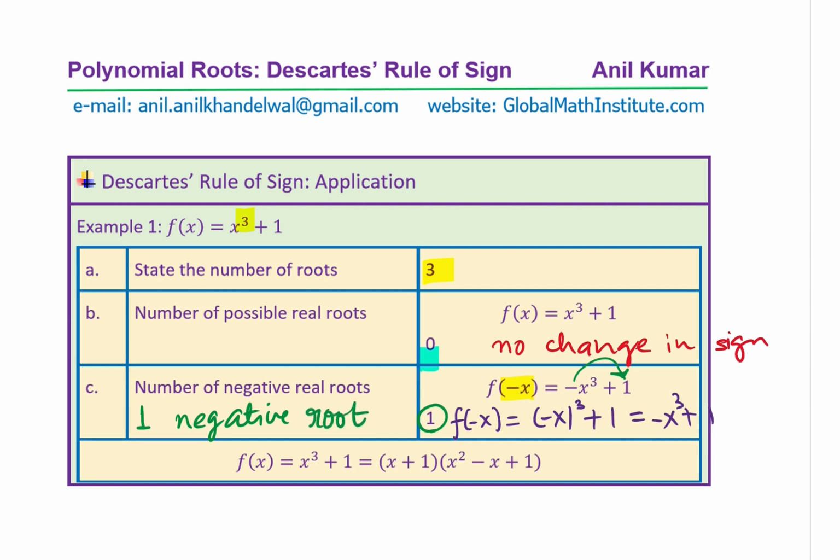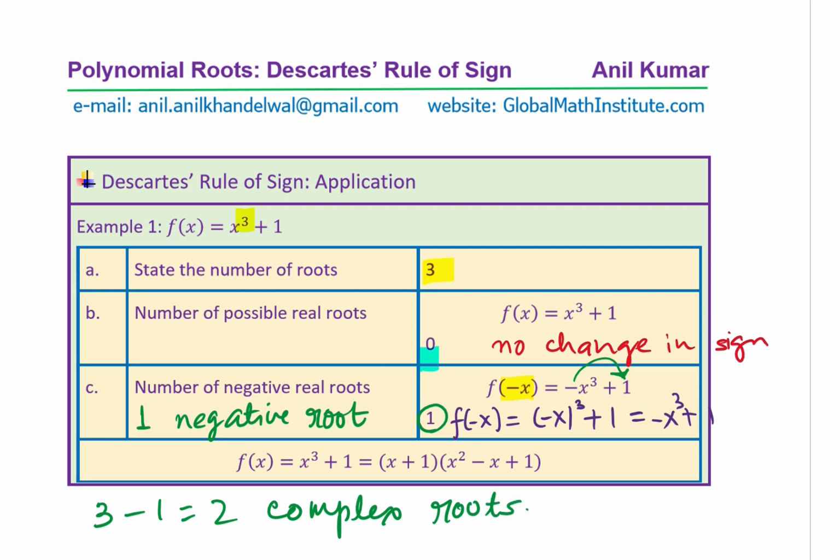So when I write negative root, it means a real root. We're talking about real roots now. The remaining will be complex roots, correct? So from here, clearly, we know that there is no positive root, but there's one negative root. So how many complex roots? That means we have 3 minus 1, which is 2 complex roots.